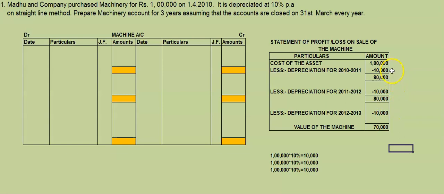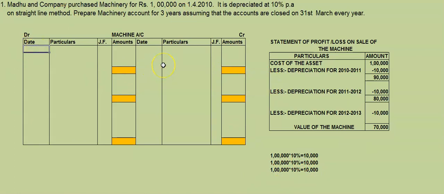So see, this is the first year depreciation. This is the second year depreciation. This is the third year depreciation. 1 lakh minus 10,000 we got 90,000. 90,000 minus 10,000 we got 80,000. 80,000 minus 10,000 we got 70,000. So this is the final value after depreciating the machine for 3 years. So this is the value we have calculated here. 1 lakh into 10 by 100 is 10,000, for each of the three years. So these you have to show in the account. So this is the ledger.